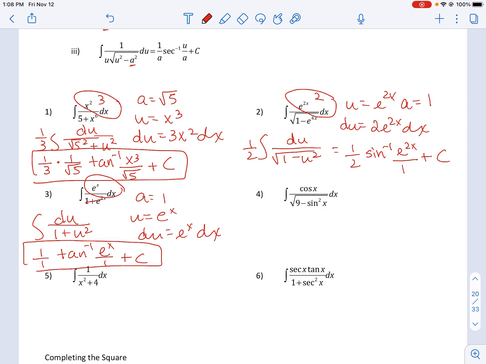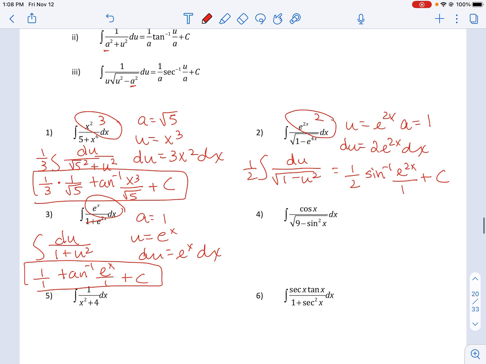Okay. And the last one we're going to do on this page is number 4. So again, this is going to fall into my arc sine. So your u in this case is sine of x, because that's what it's getting squared. Your du is cosine of x dx. And then my a in this case is 3.